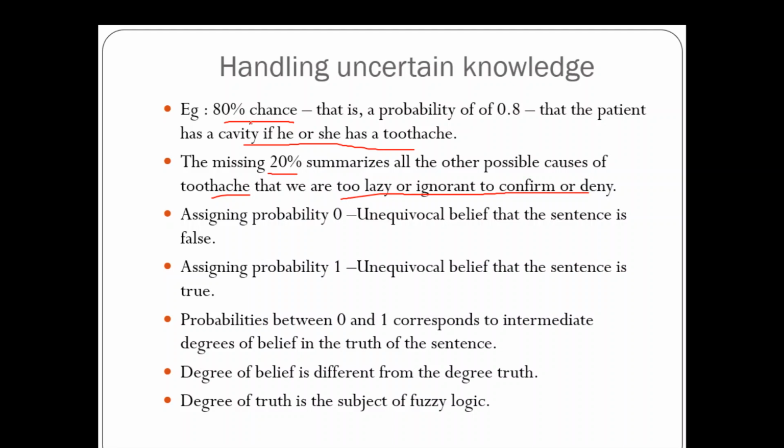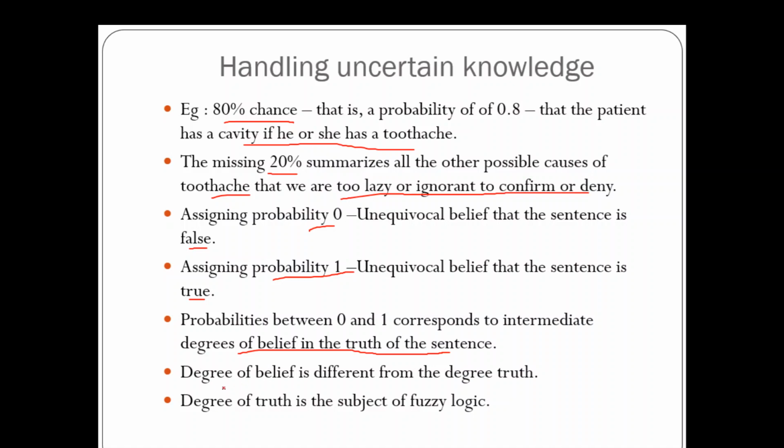If we assign a probability of 0 to something, it means an unequivocal belief that the sentence is false. If we assign the probability as 1, then we are saying that the sentence is true. But probabilities between 0 and 1 correspond to an intermediate degree of belief in the truth of the sentence. So if you assign something between 0 and 1, that is the intermediate degree of belief.